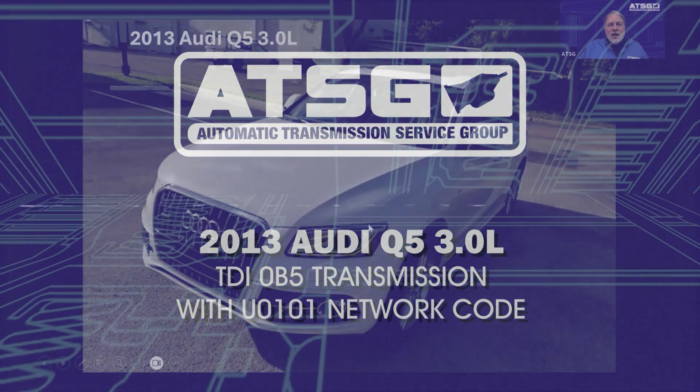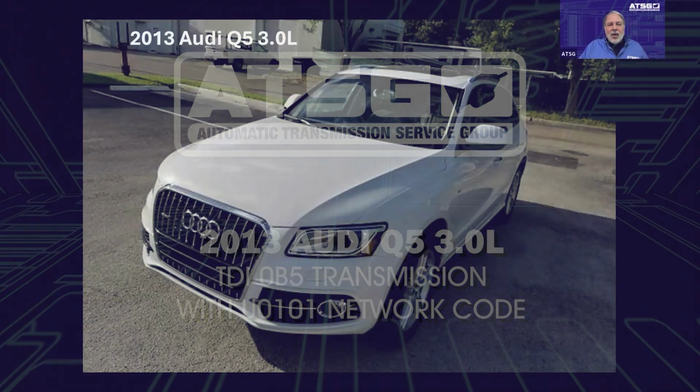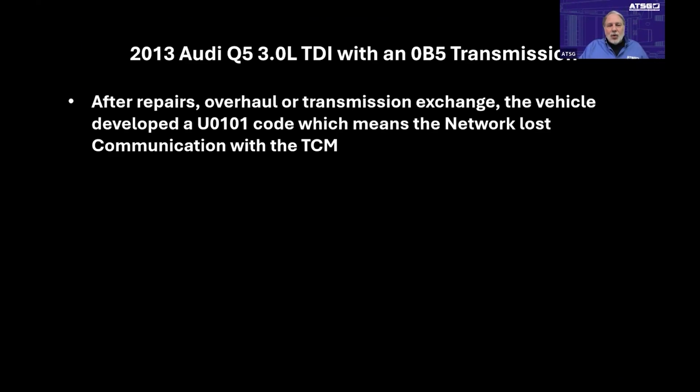Okay, so now we're going to get into a 2013 Audi Q5 3.0 liter, and it has an 0B5 dual clutch transmission in it. After repairs, or even if you overhaul it or do a transmission exchange, the vehicle had developed a network code where it lost communication with the TCM.